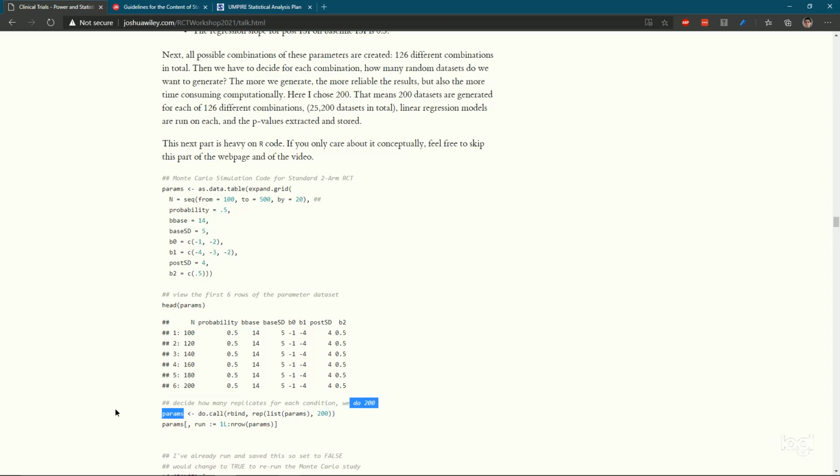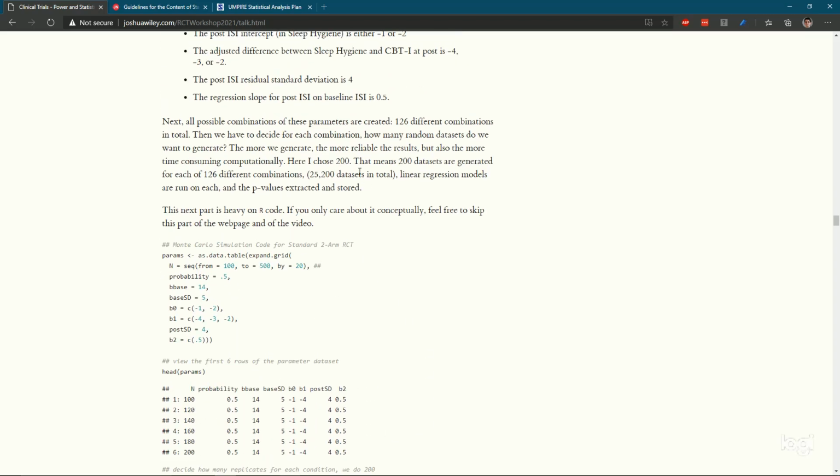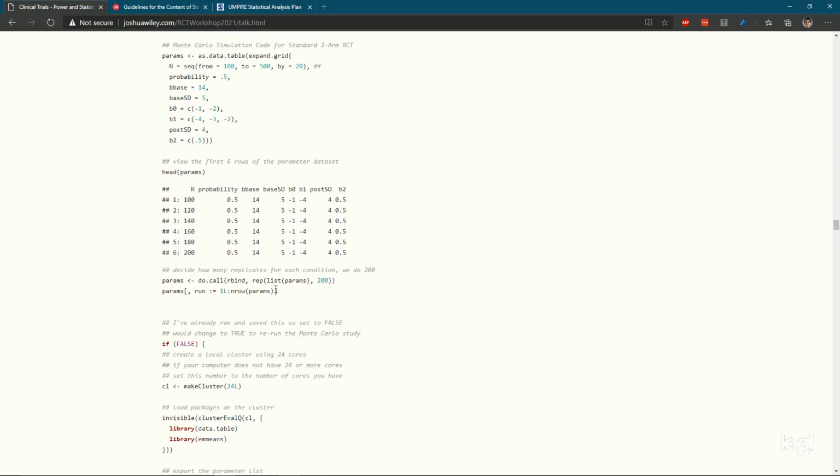Next, I want to decide how many replications I want to do for each condition. And this code is a little bit complicated, but the key part here is this 200, which basically says replicate this parameter data set 200 times. And again, overwrite that in params. And then I create one more variable in this data set called run, which is just a sequential number, basically the row number, from 1 to the number of rows in this data set. So the first row is 1, 1, the second row is 1, 2, etc. And that gives us those 25,200 different rows in this parameter data set. And that's how many times we're going to generate random data.